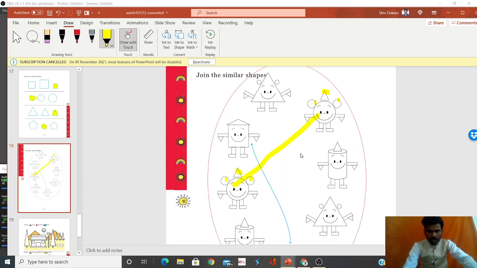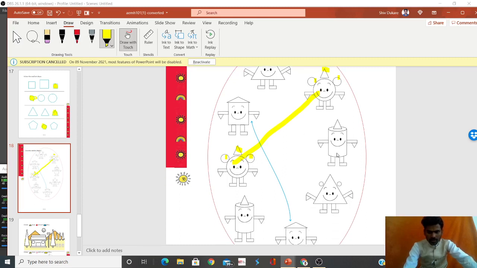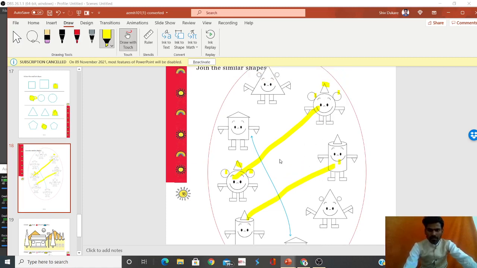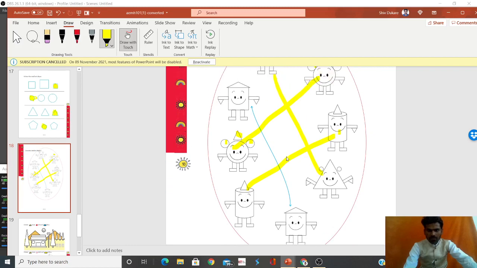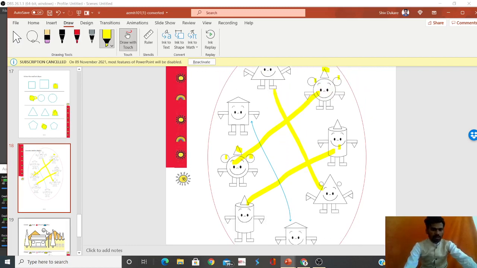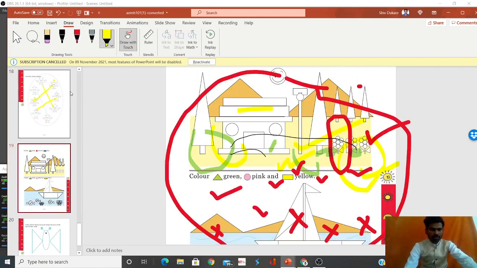Okay, now we have to say these two. These two are also the same. You can clearly understand these are the same diagrams. Here also you can see these two are the same, right? Now move on to the next.